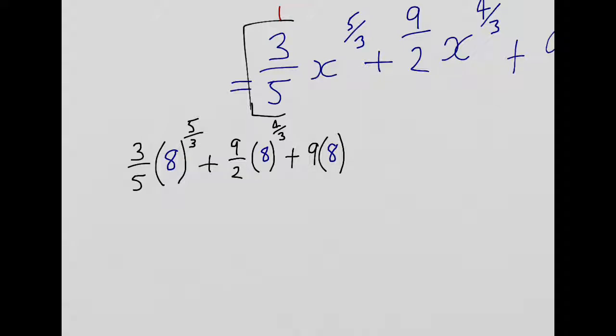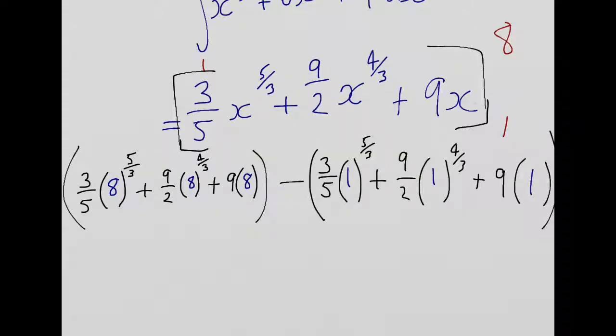So there I've just put 8 in as x for my first certain integral, and we're going to take away, put some curly brackets around it, and take away the version with 1 in as x. So that is what your full solution should look like. Then we just need to simplify all of the terms on the right.